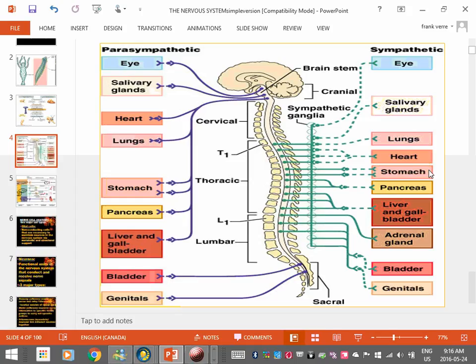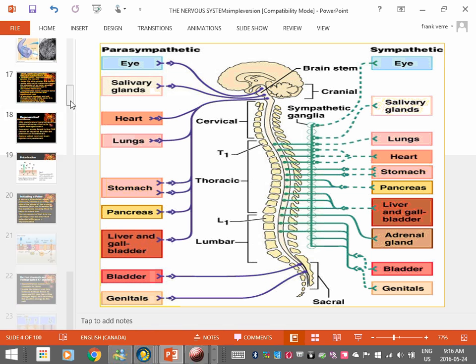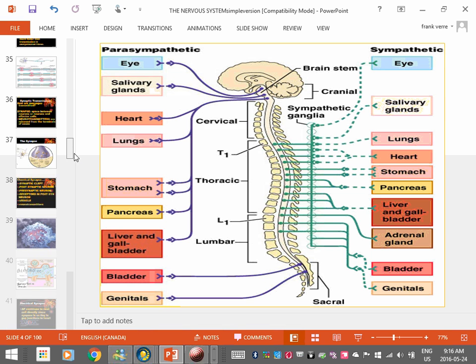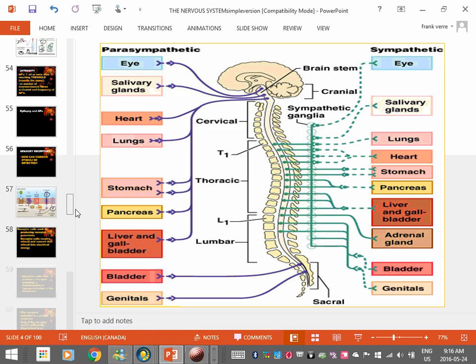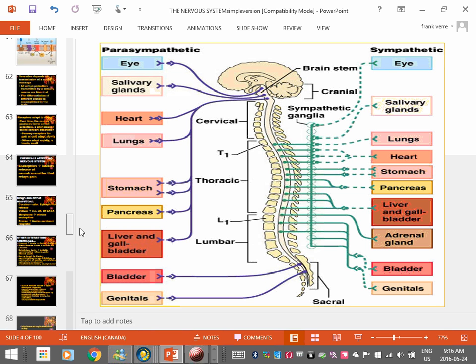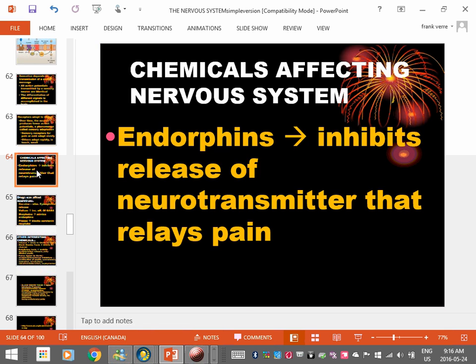Okay. All right. So we okay with then how the two systems work together, how they're antagonistic? Okay. I'm going to come back to this, see if you guys understand. Because I'm going to talk about some chemicals, and I'm going to see how they affect the systems, all right? So I'm going to skip down to the section here on chemicals, okay? And I'm only going to talk about some of them, all right?